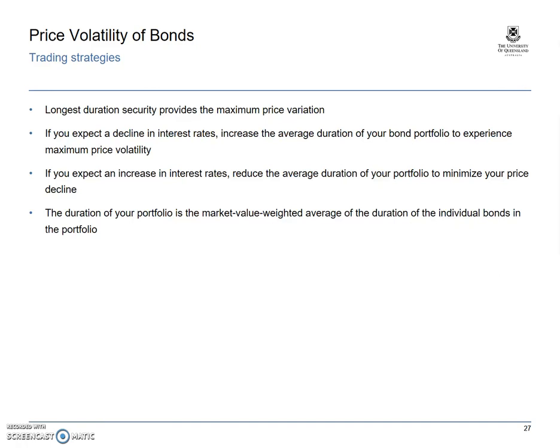And the duration of our portfolio is the market value weighted average of the durations of all of the individual bonds in the portfolio. So this gives us a way to quickly calculate what our exposure to interest rate changes is for the entire portfolio of bonds.